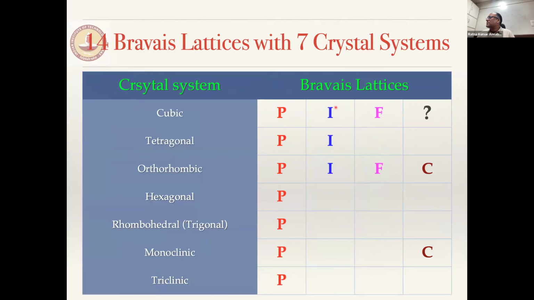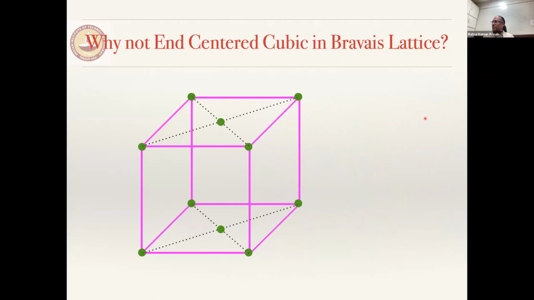So now the question is, why is it that a cubic crystal does not have an end-centered unit cell? Let us try to look at that. If at all an end-centered cubic lattice exists, it should exist like this, isn't it? This is how an end-centered cubic lattice unit cell exists.